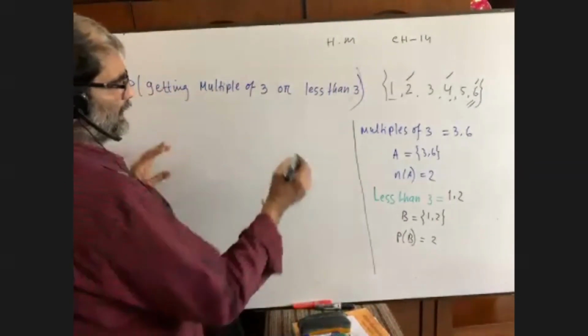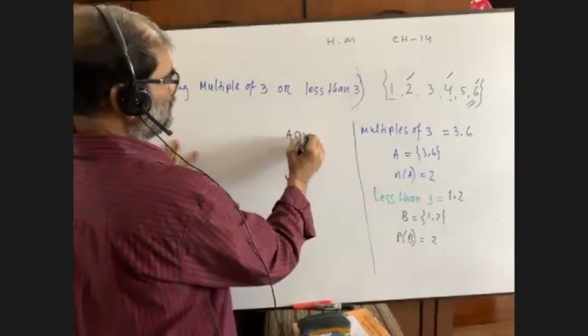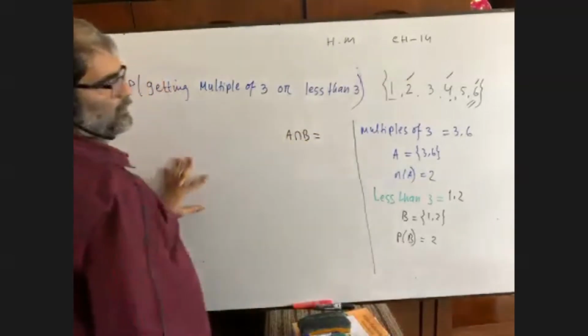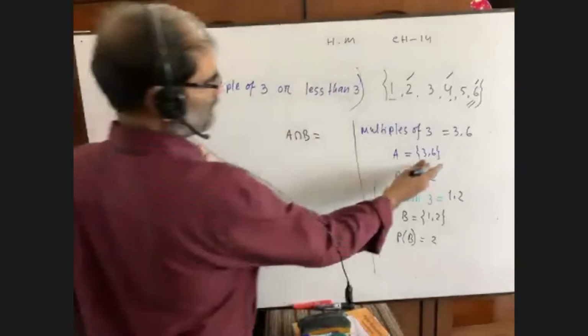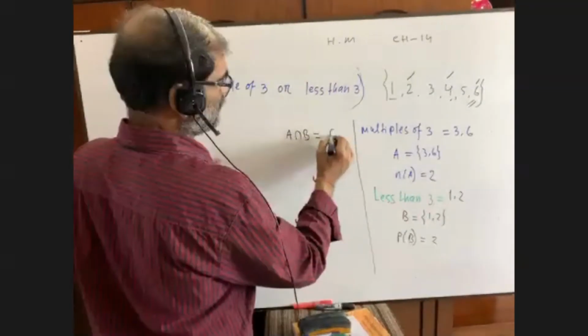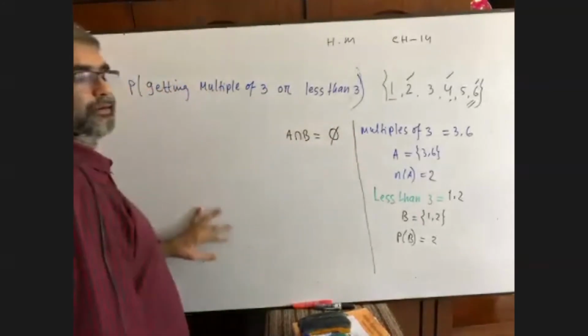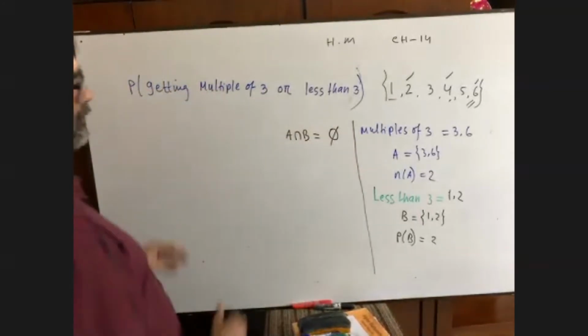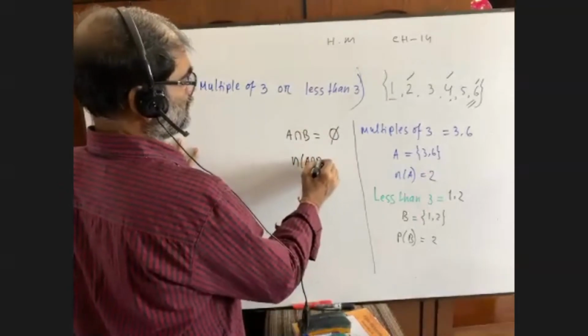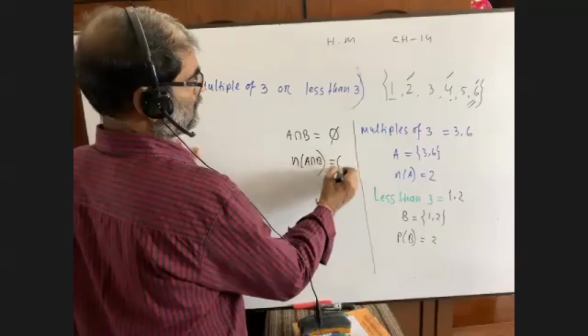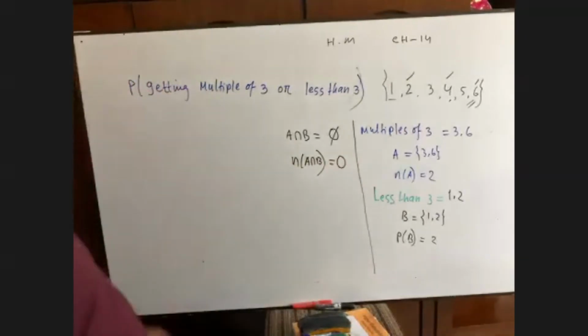Okay. Here A intersection B. What is A intersection B? 0, sir. Empty. A intersection B, there is no intersection. It is empty. Yes, sir. But you have to find n of A intersection B equals to what? 0.